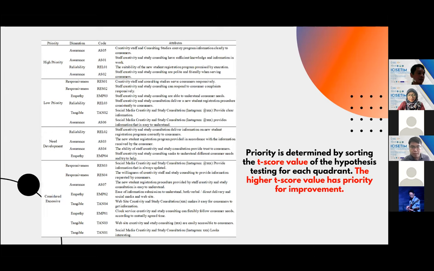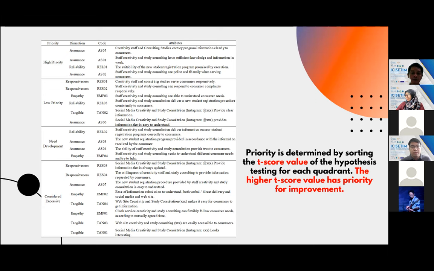This is the result of the priority determined by the importance performance analysis and hypothesis testing. For the importance performance analysis, I got four quadrants for 22 variables, and there are four variables with high priority. The priority is determined by the higher T score value, which has priority for improvement. So the variable with a high T score is very important to develop and evaluate first.